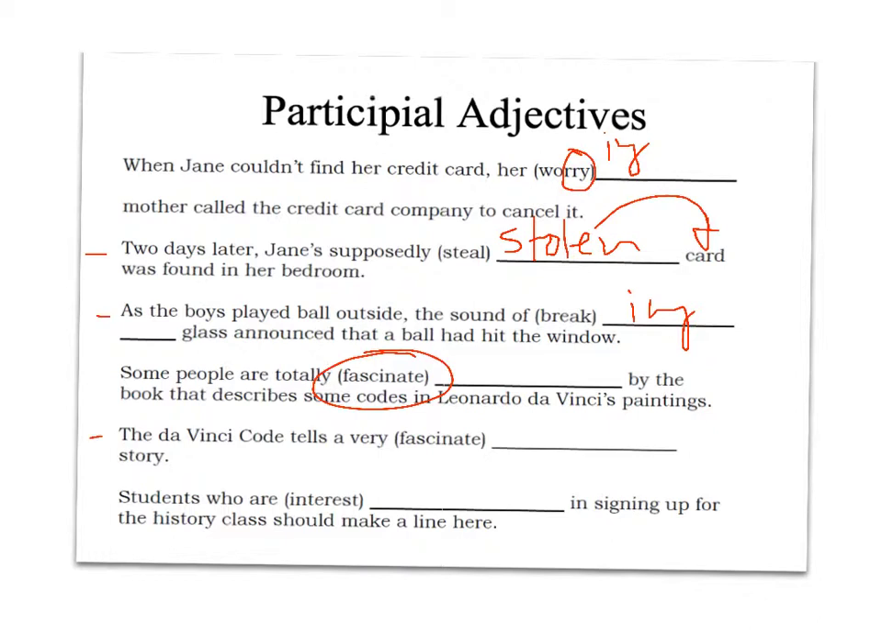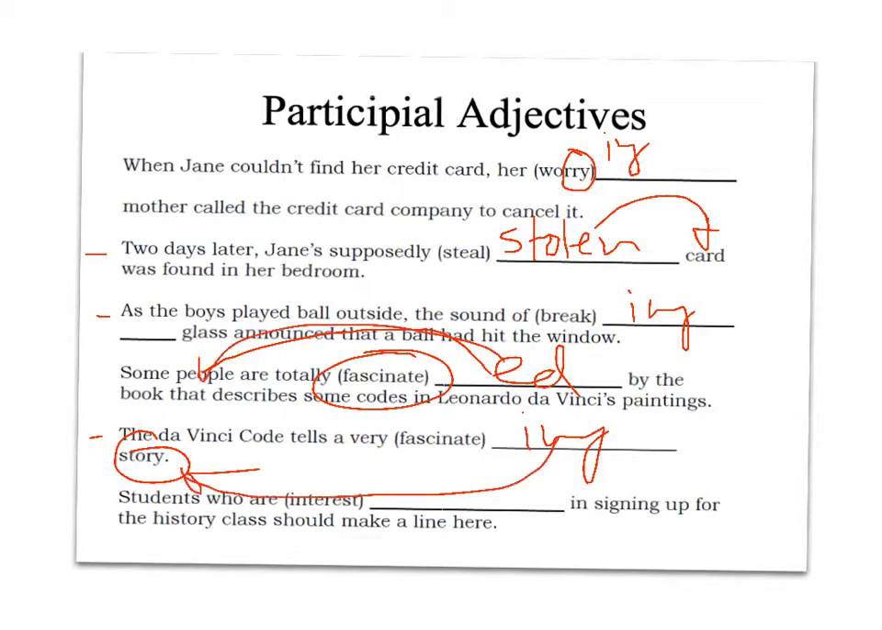The Da Vinci Code tells a very blank story. The story is fascinating. Some people are fascinated. The story is fascinating. This is describing the story. Fascinated is describing the people. Finally, students who are blank in signing up for the history class should make a line here. So we're talking about students now, so interested. Students who are interested use ed for people, ing for the thing that is interesting.